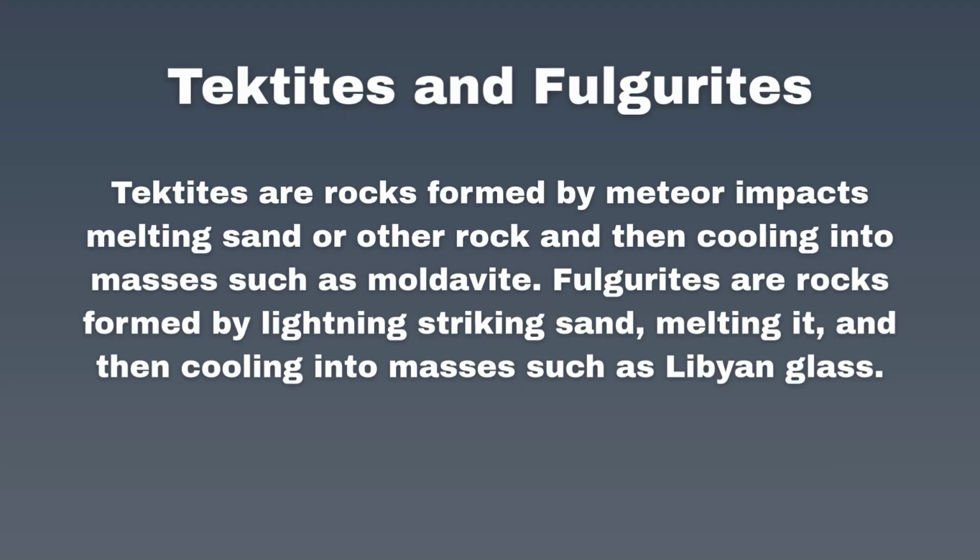Tektites and fulgurites. Tektites are rocks formed by meteor impacts, melting sand or other rock, and then cooling into masses such as moldavite. Fulgurites are rocks formed by lightning striking sand, melting it, and then cooling into masses such as Libyan glass.